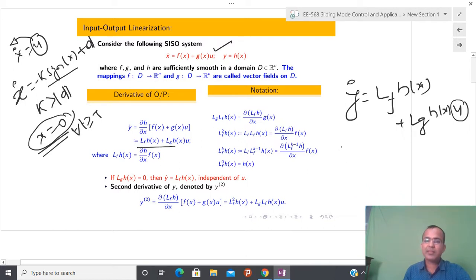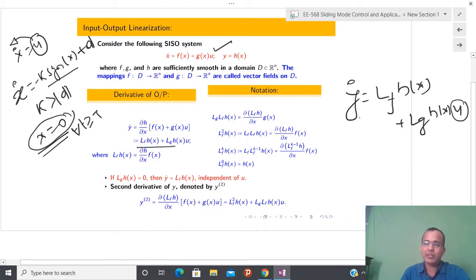Anyone? Have you been able to understand my question? Have you understood my question or not? Anyone? Okay, I will give one hint. Suppose LgHx is 0, then is it possible to control this output y dot?